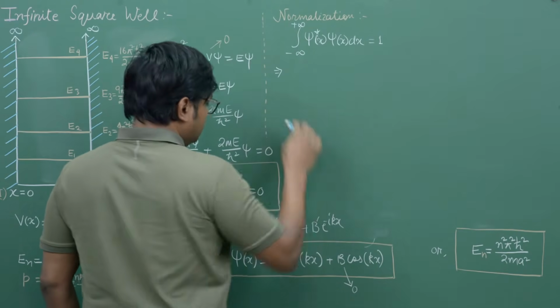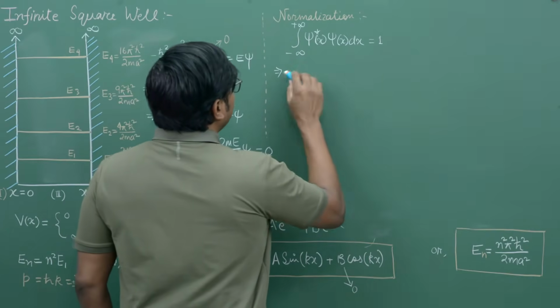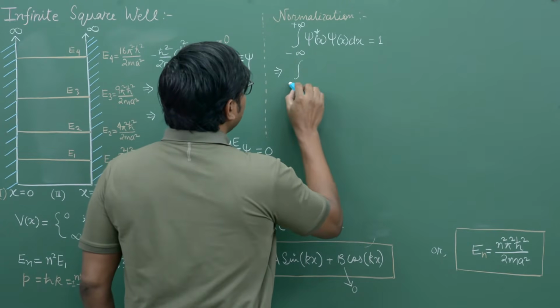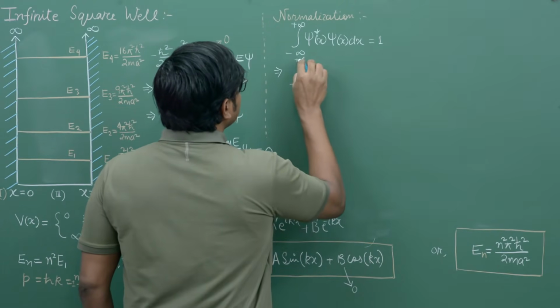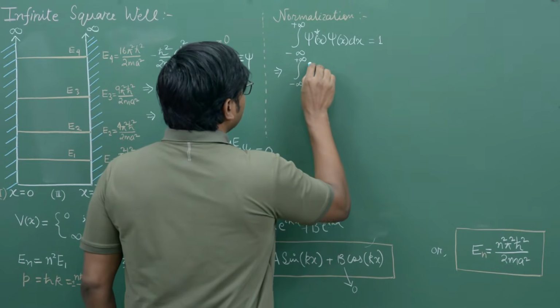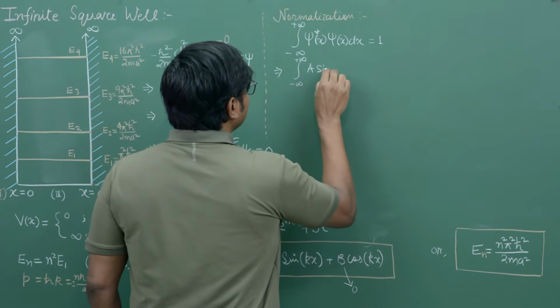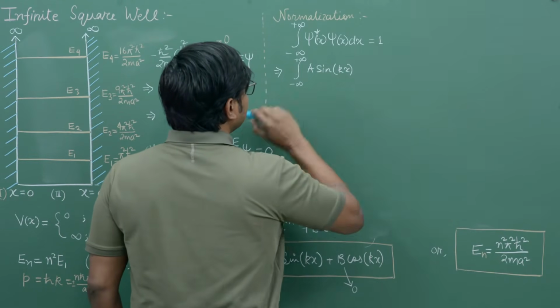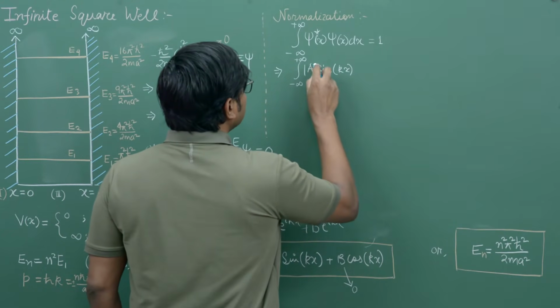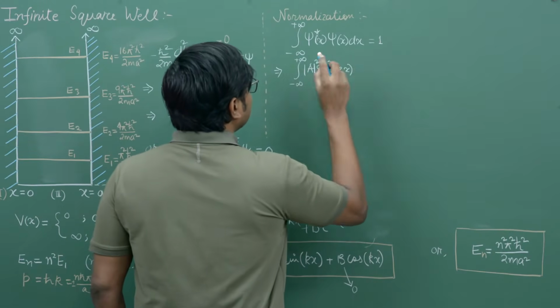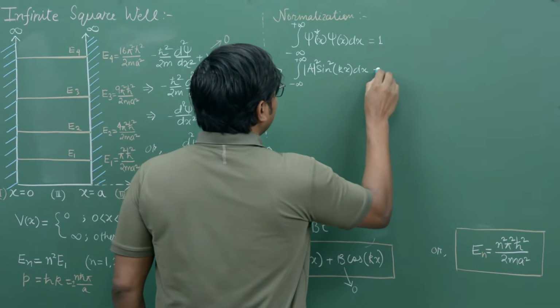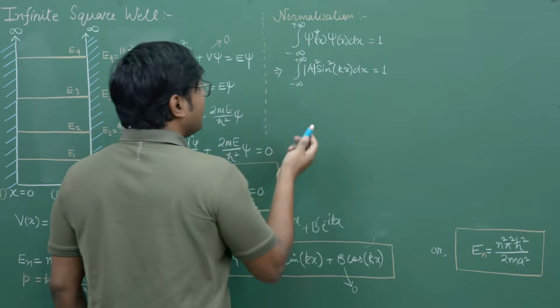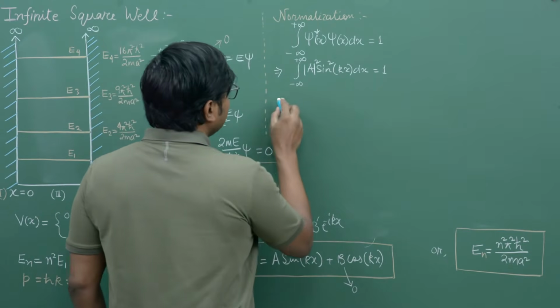So if I put our solution here, this is simply going to give me, from minus infinity to plus infinity, A sine kx times A sine kx. So this should be mod A square sine square kx dx is equal to 1. I don't yet know what A is. Is it real or complex? It turns out to be real, but let me show it to you.